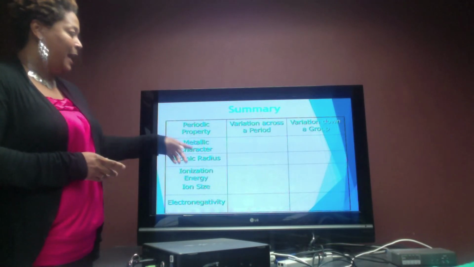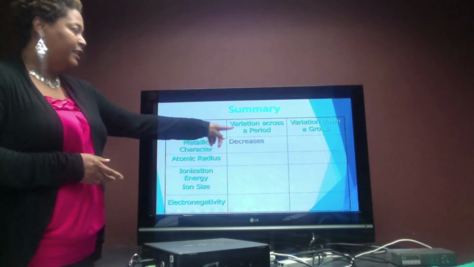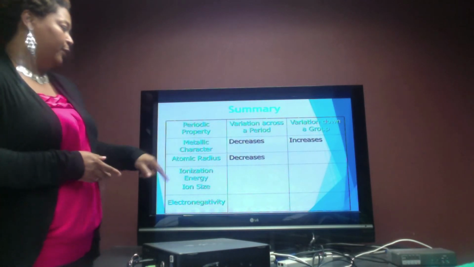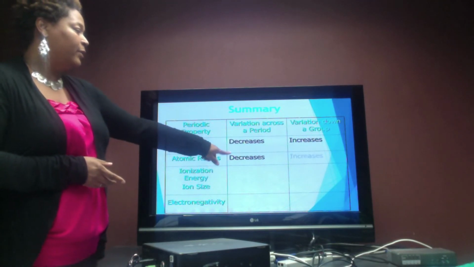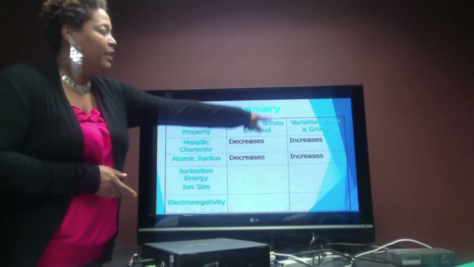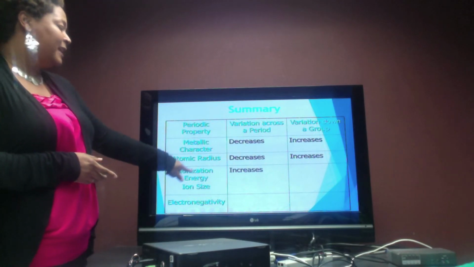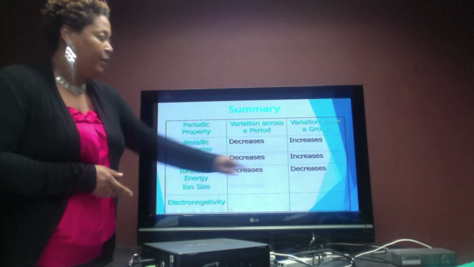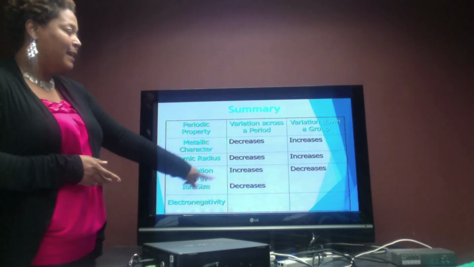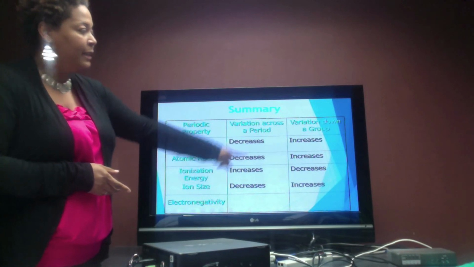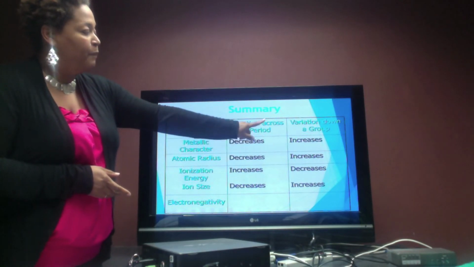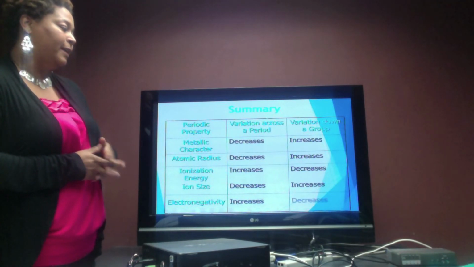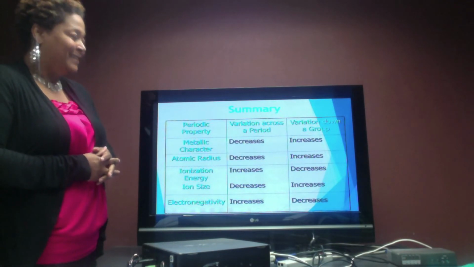So, when we look at metallic character, it decreases across a period and increases down a group. Atomic radius decreases across a period and it increases down a group. Ionization energy increases across a period and decreases down a group. When we look at ion size, it decreases across a period and increases down a group. And electronegativity increases across a period and decreases down a group.